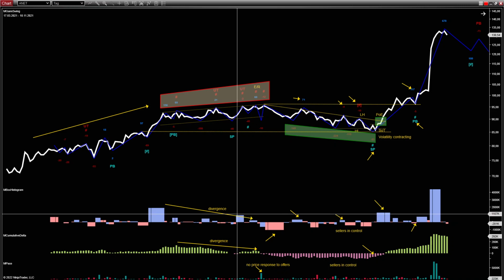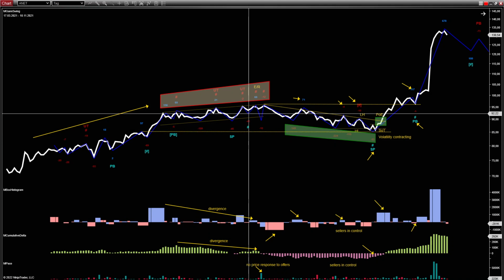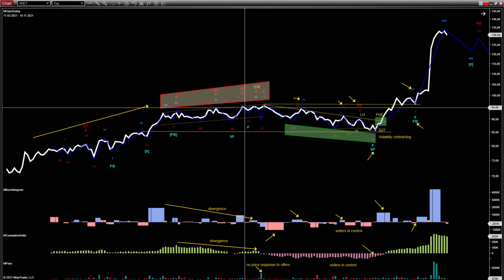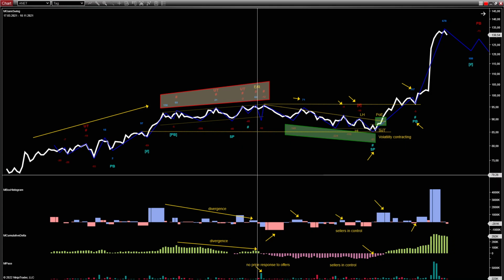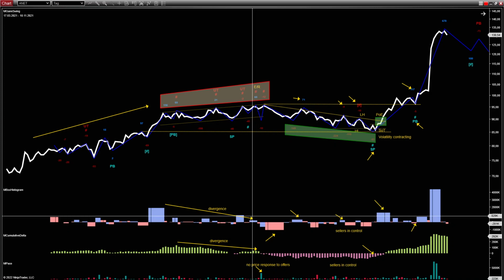This box here is really interesting because it's bigger than the other ones, but we can see that the price progress, or the higher high which is made, is really tiny. So this is indicating a situation of effort versus result, meaning that we need a lot of volume to make a new high.